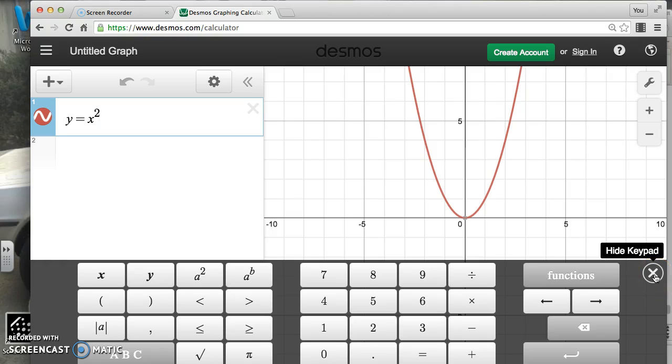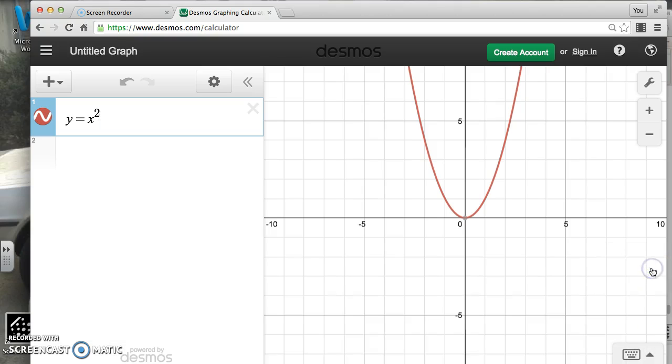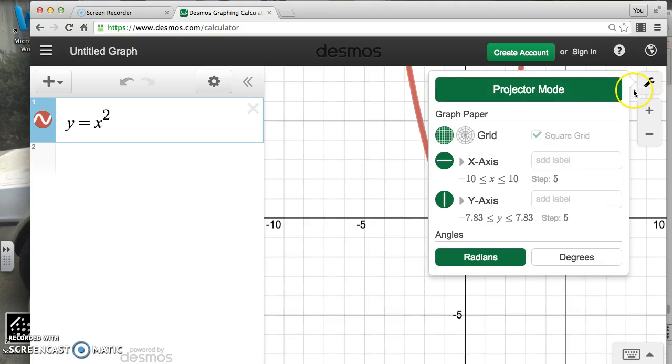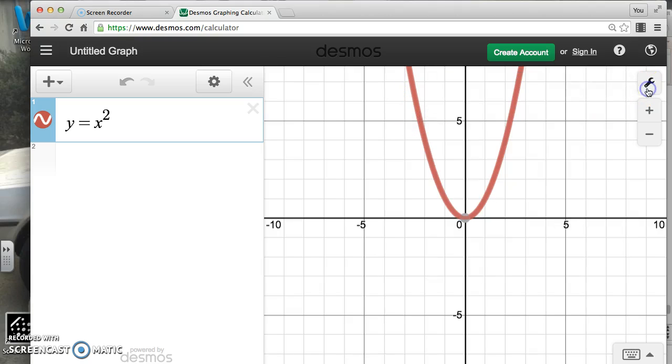I'll hide the keypad because, unless you're using x squared, all the rest of these numbers you could just use on your keyboard. One other feature I'm going to use here is graph settings. I'm going to put it on projector mode, and what you'll notice in the background is that it made the line a little bit darker. It's a nice little feature there. That'll work well for us.